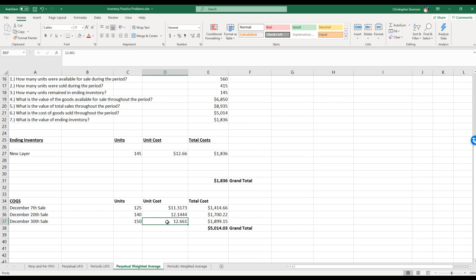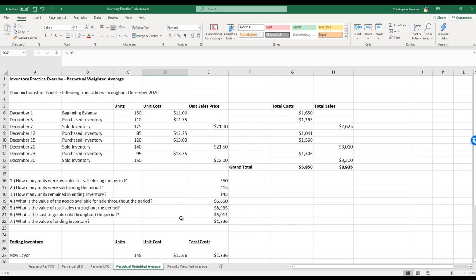When we get to periodic weighted average, we'll see that it's an easier method. You do the entry once based on one weighted average cost, much easier to document, but you have to know both. So hopefully this has helped to clarify how to do this method.